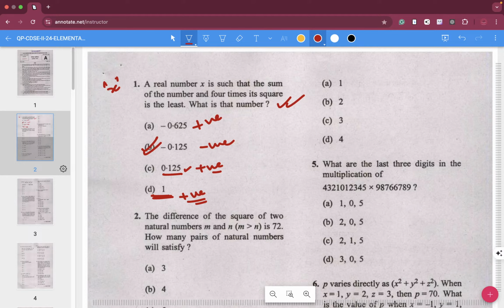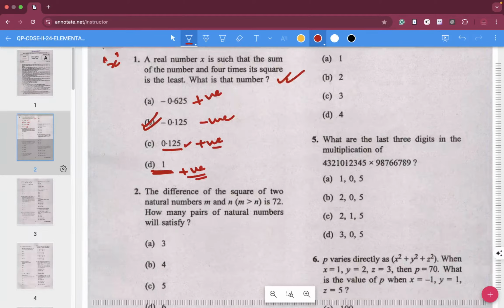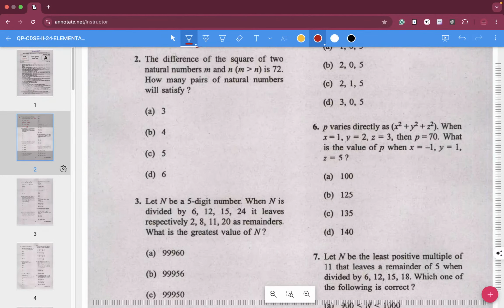Let's get going with question number 2. The difference of the squares of two natural numbers, which means m square minus n square is equal to 72. They have also given that m is greater than n. How many pairs of natural numbers will satisfy this? So it means m plus n into m minus n, since a square minus b square is equal to a plus b into a minus b.